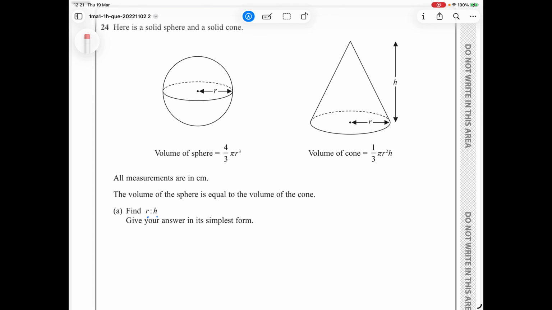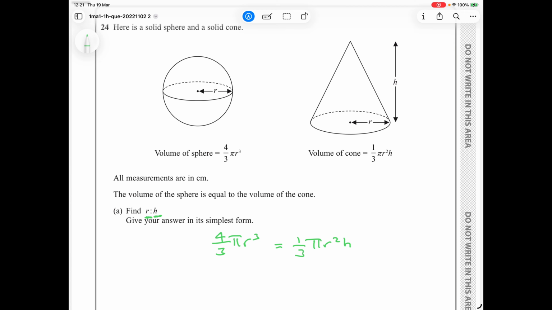So here it says, here is a solid sphere and here is a cone, and we've got to find the measurements in centimetres. The volume of the sphere is equal to the volume of the cone, and we've got to find the radius to the height of the cone. So that means 4/3 pi r cubed equals 1/3 pi r squared h.